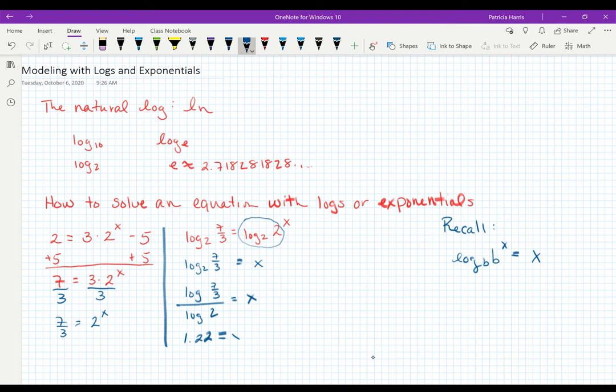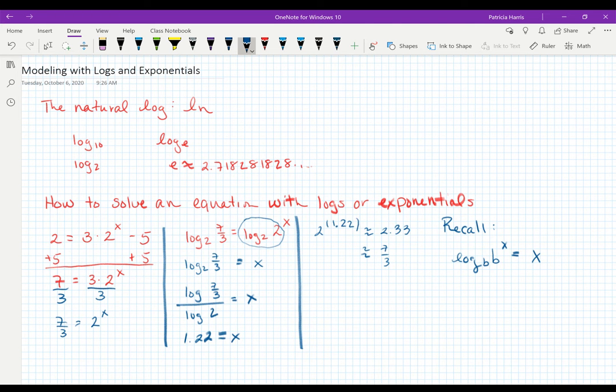And that has some rounding in it. But the cool thing is since this is an equation, I can go back and check. So if I wanted to go back and check, I could go, well, 2 raised to the 1.22. And again, I'm going to rely on my calculator. That's approximately 2.33. Again, we're rounding, which is approximately 7/3. Now those are approximate, but it's a good check.